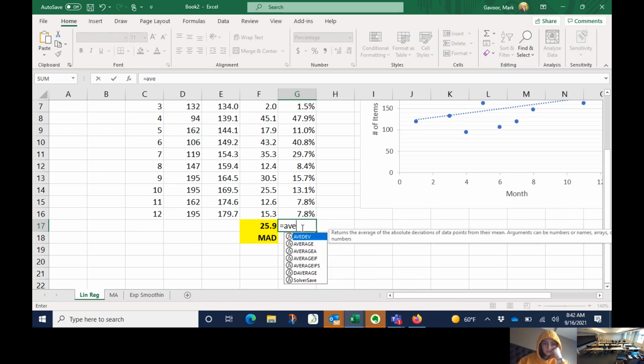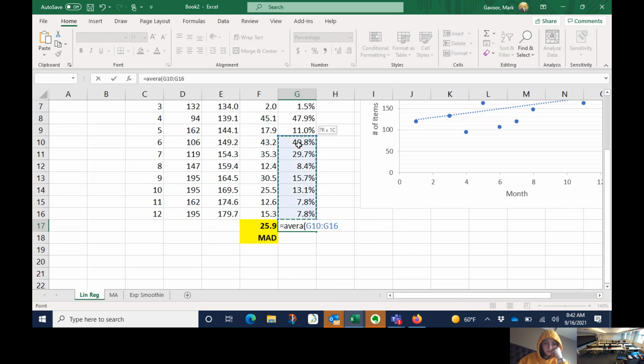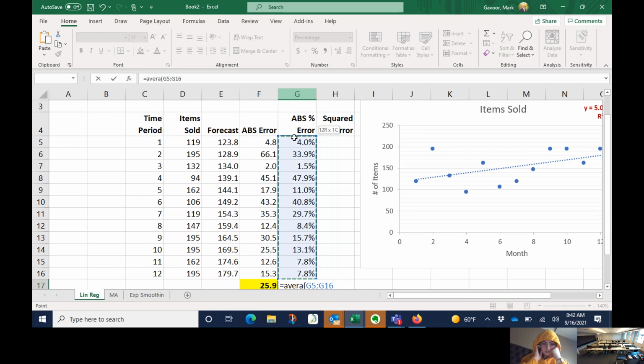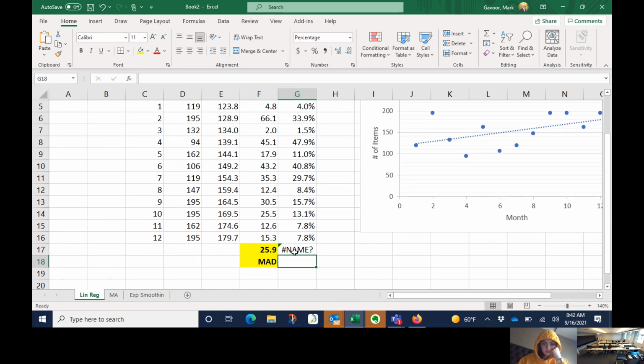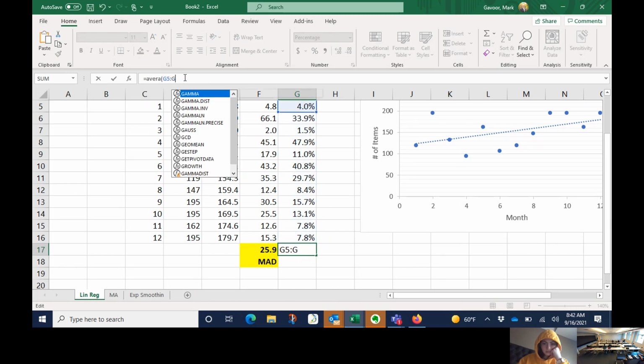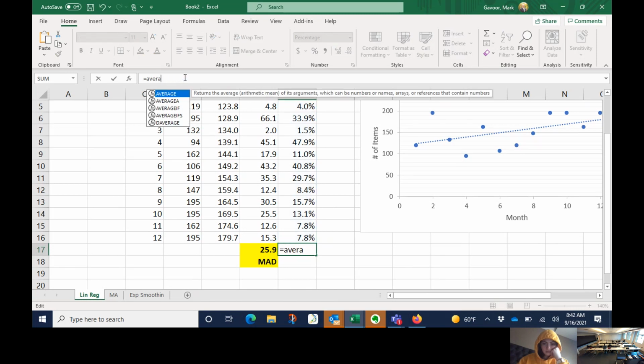All right, so what am I going to do? Equals average of, and here are two ways of doing it. I can highlight the whole thing. No, it didn't like that. Why didn't it like that? Because I went backwards, probably. Oh, because I didn't type average all the way. So it got confused due to my human error.